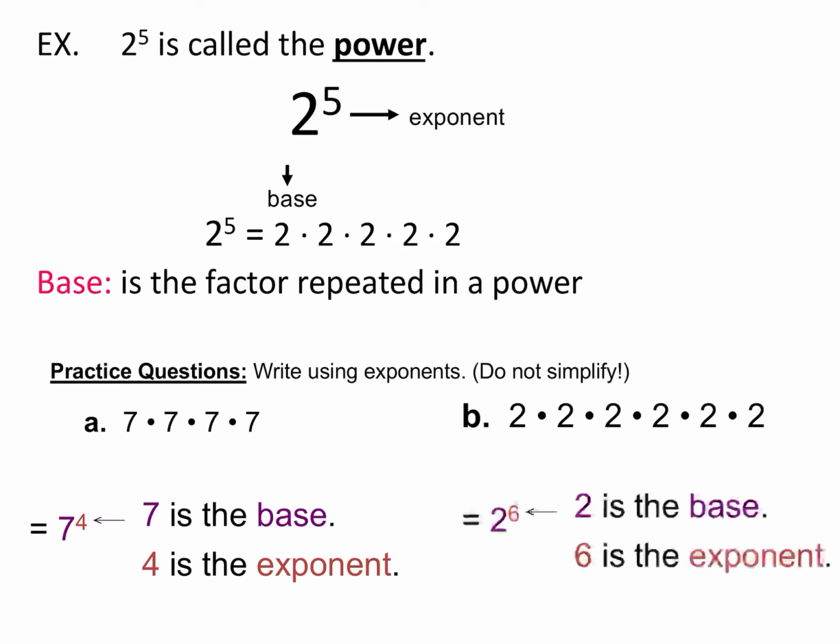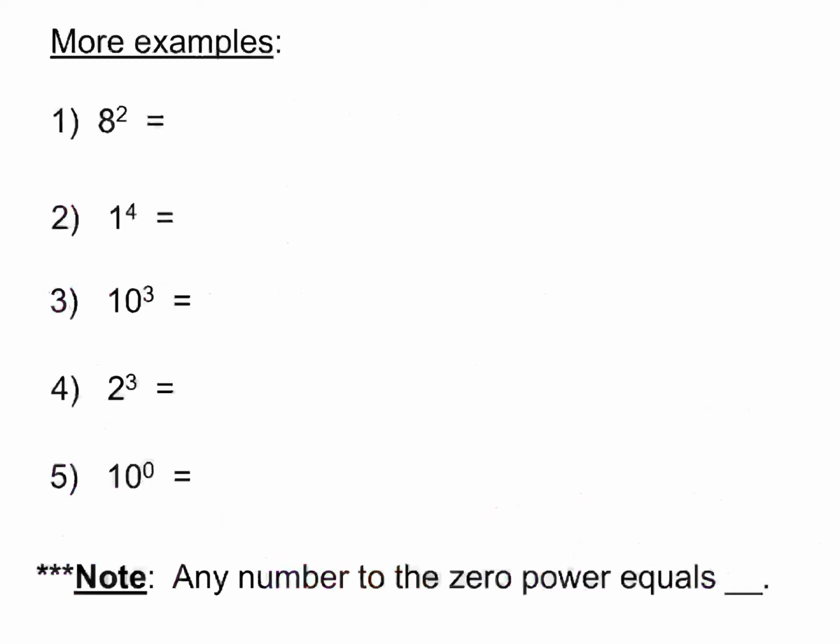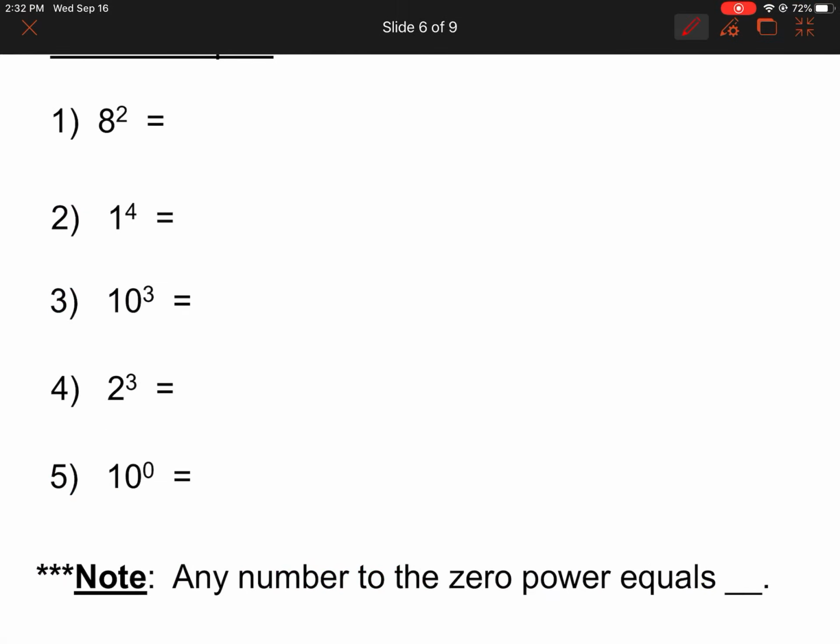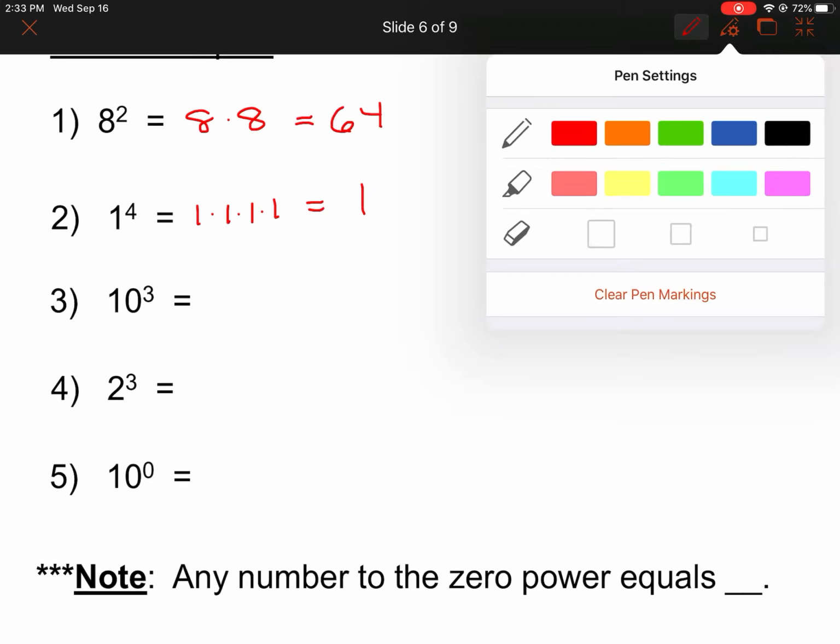In this case, it says do not simplify. We just want to write what they are. Now, as we get into these, I like to write it in expanded form. This is not 16. This would be 8 times 8, so this one is equal to 64. This is 1 times 1 times 1 times 1, so it's not 4, but it is just 1. Now, we're going to talk about the powers of 10, and I'm going to go over here and do those in a different color real quick.